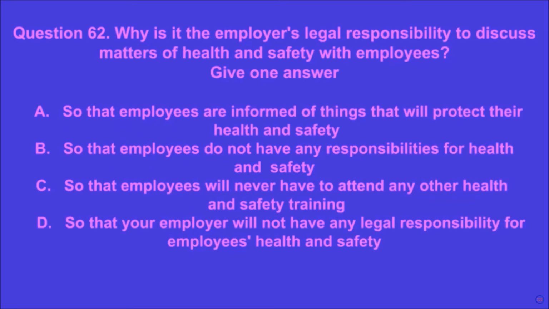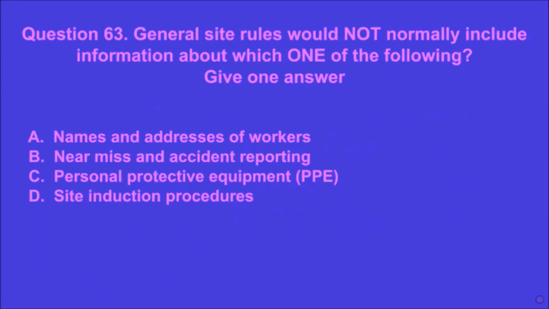Question 62. Why is it the employer's legal responsibility to discuss matters of health and safety with employees? Give one answer. A. So that employees are informed of things that will protect their health and safety. B. So that employees do not have any responsibilities for health and safety. C. So that employees will never have to attend any other health and safety training. D. So that your employer will not have any legal responsibility for employees' health and safety. Correct answer is A.